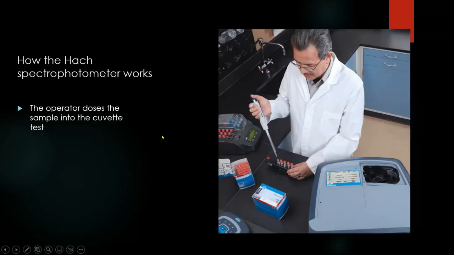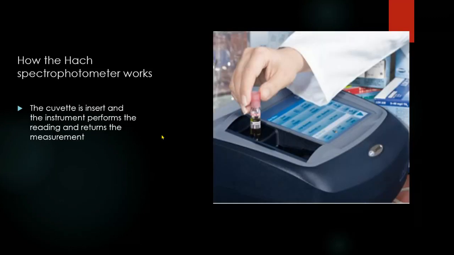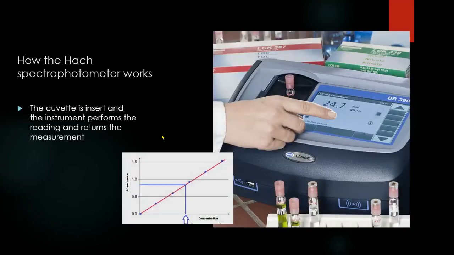What happens in the lab? The operator doses the sample into the cuvette test. The cuvette is inserted and the instrument performs the reading and returns the measurement. We insert the cuvette inside the instrument, measure the absorbance, and using a specific relation, calculate the concentration of, in this case, ammonium.